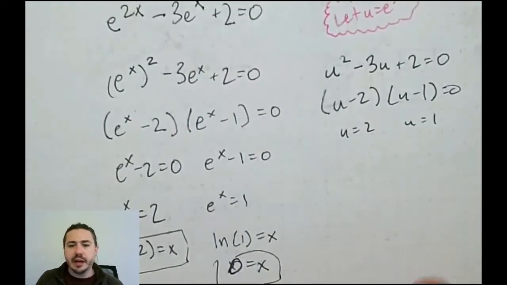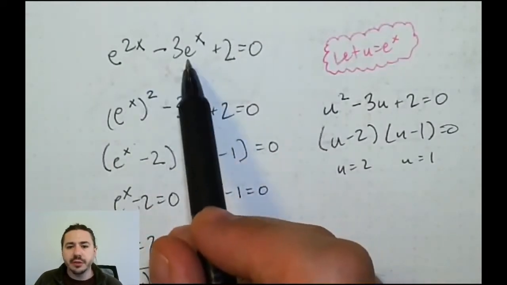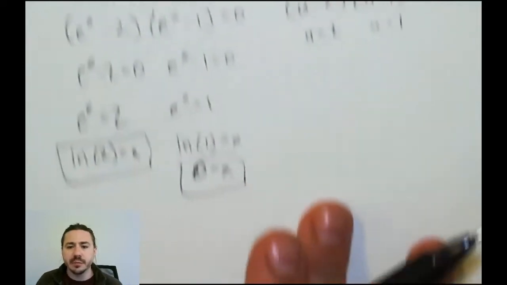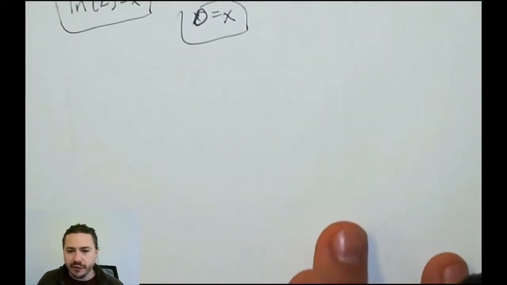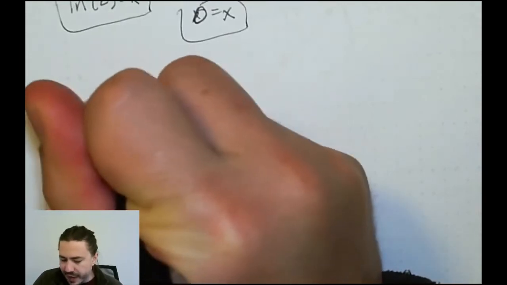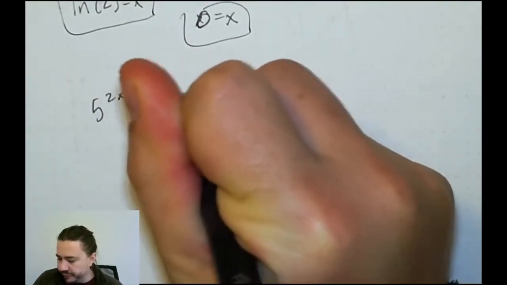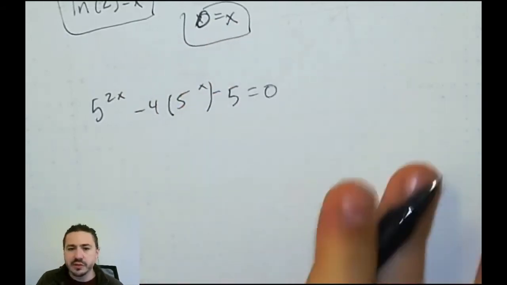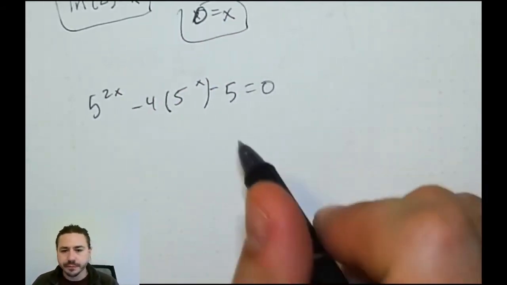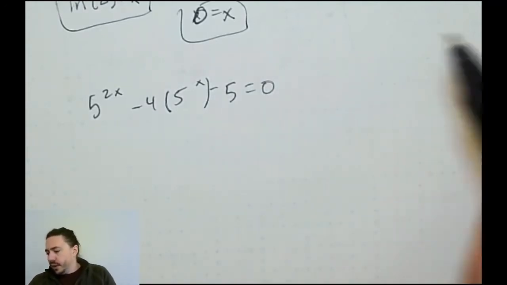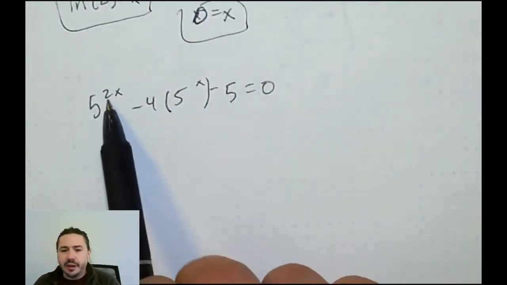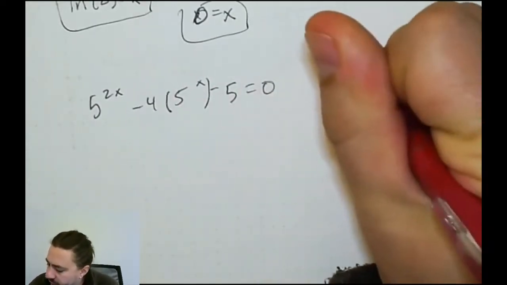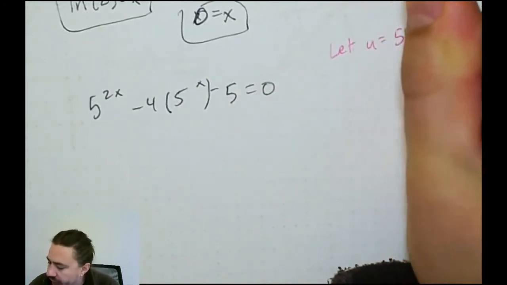So this technique of factoring, it doesn't have to be e here. It could be any number as long as it's set up like this. So let me show you another one that's similar. If we have 5 to the 2x minus 4 times 5 to the x minus 5 equals 0, we can solve this the same sort of way. So again, if I want to see this as a little simpler, I can do a little scratch work off to the side, and let's let u be 5 to the x.